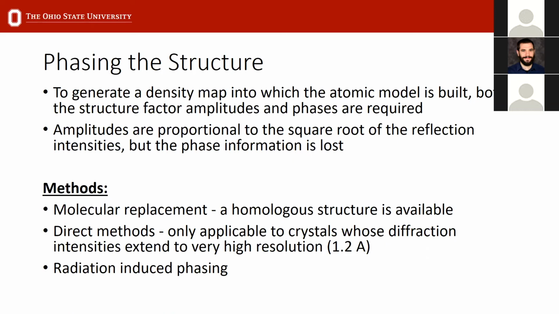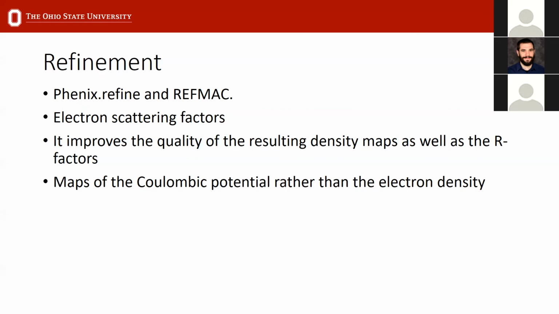In the case of protein, we would use a homologous structure and see if we can get initial phases. For small molecules or molecules that have very high resolution, 1.2 angstroms or better, we can also use direct methods, in which we estimate the phases. And then recently, there was a publication by the Gonen lab that used radiation-induced phasing to determine the phase of your structure. Once you have your phases, you can move on into refinement.